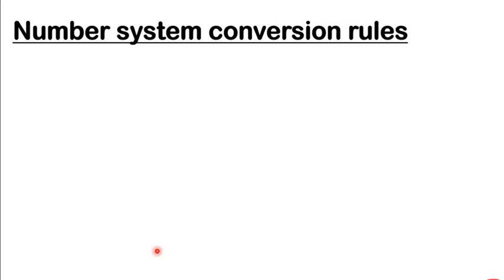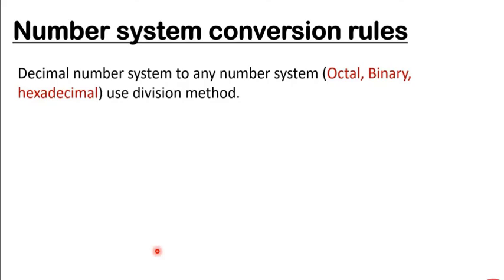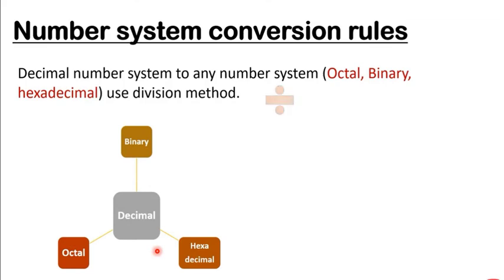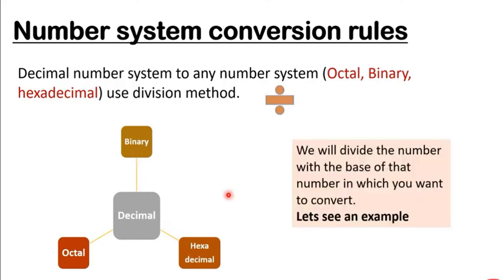So let's start. The first rule is if you want to convert a decimal number to any number system, then you have to use the division method. What I said was that if you want to convert any decimal number into binary, hexadecimal, or octal, then you have to use the division method, and we will divide the number by the base of the number system in which you want to convert. Let's see an example.